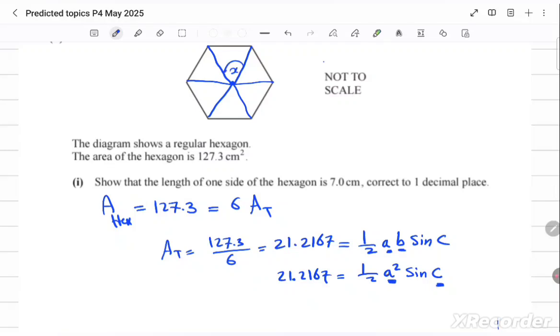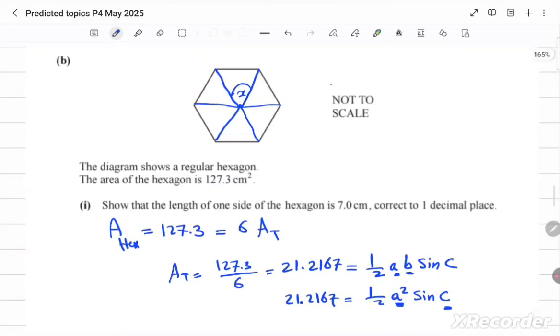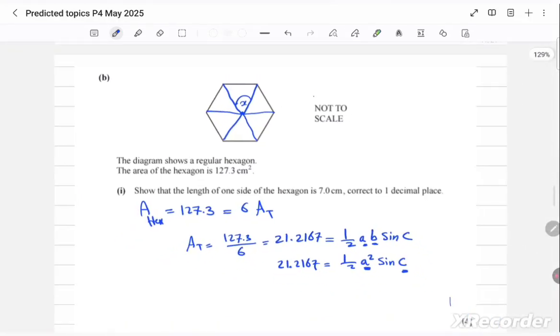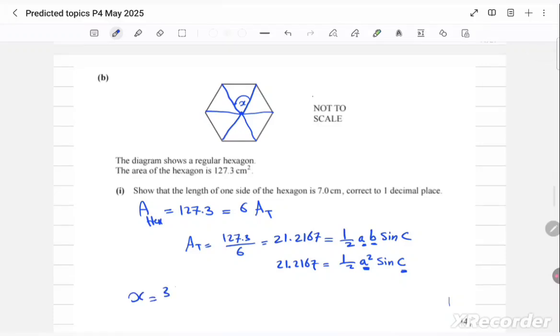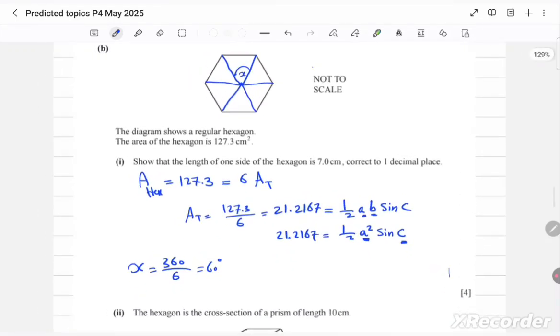How do we find this angle? As you know, all angles at one point add up to 360, so x equals 360 divided by 6, since we have 6 regions here. The answer is 60 degrees. So we can say 21.2167 equals 1/2 a squared sine 60.